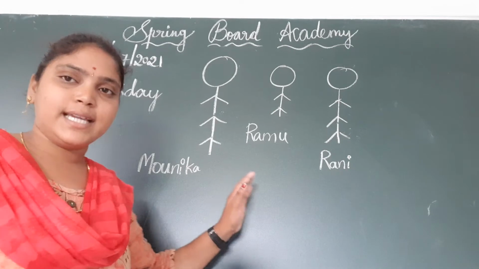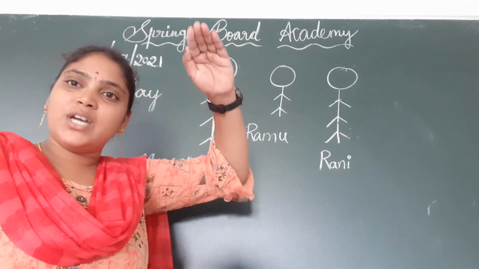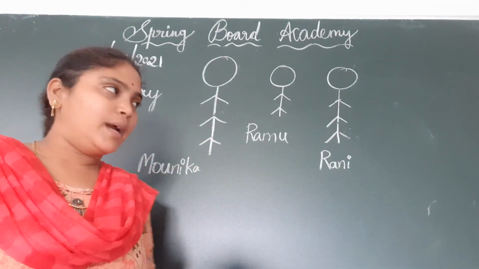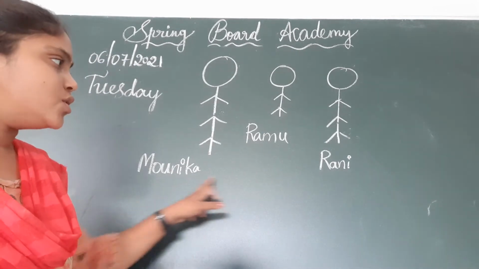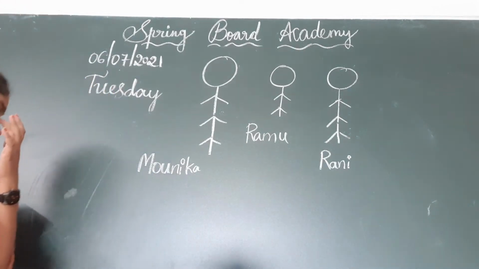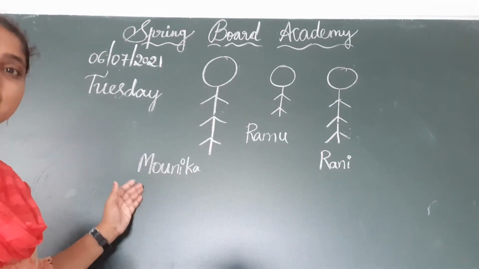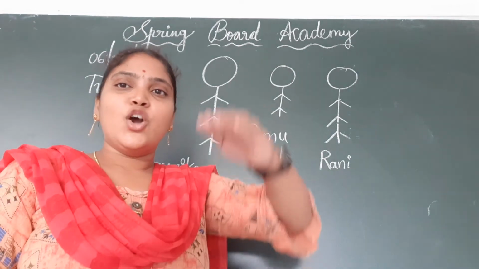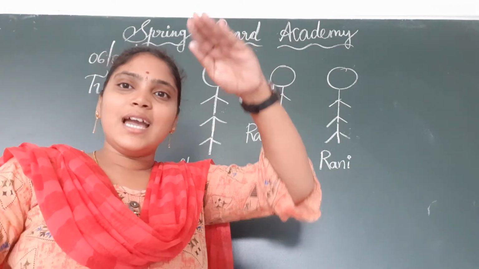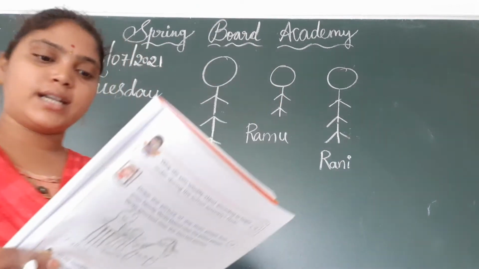So this is, I said, person, man. So we measure height or length? Height. So we are using taller and shorter. So in these 3, who is tallest, children? Yes, Monica is tallest and Ramu is shortest.